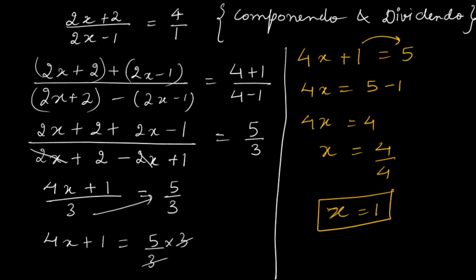So are you all getting the same one? x is equals to 1. Let me double check the calculations. 2x plus 2 plus 2x minus 1, 2x plus 2 minus 2x minus 1 is equals to 4 plus 1 and 4 minus 1. So when we open the bracket, x is equals to 1. So is it correct?